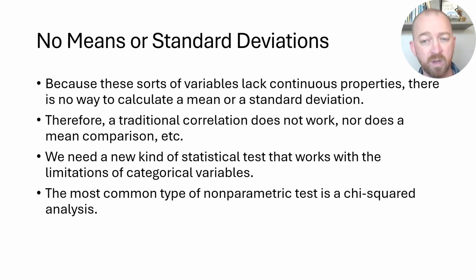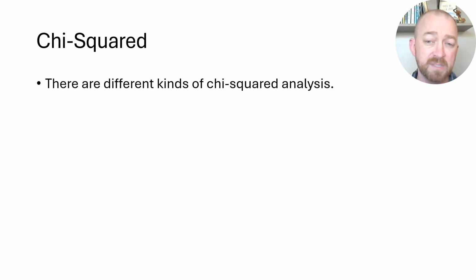The most common one is called a chi-squared analysis, and there are different kinds of chi-squared analyses, but we're just going to cover some of these simpler ones. And again, today I'm just going to introduce the basic idea here. As I said, there are lots of different kinds of chi-squared analyses that you can have. There are also variations on the chi-squared analysis that are beyond the scope of what we're doing here.